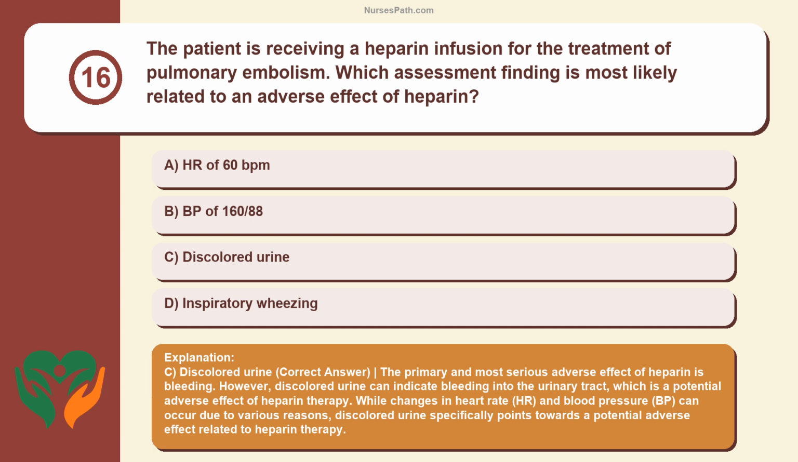C. Discolored urine. Correct answer. The primary and most serious adverse effect of heparin is bleeding. However, discolored urine can indicate bleeding into the urinary tract, which is a potential adverse effect of heparin therapy. While changes in heart rate (HR) and blood pressure (BP) can occur due to various reasons, discolored urine specifically points towards a potential adverse effect related to heparin therapy.